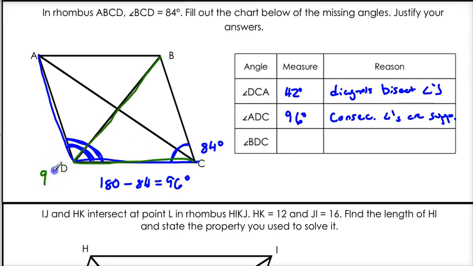If this whole thing is 96 degrees, remember, it cuts this whole thing in half. So 96 divided by 2 is going to be 48 degrees and 48 degrees. I'm just going to fill these out. So 48, and that's also because diagonals bisect the angles.